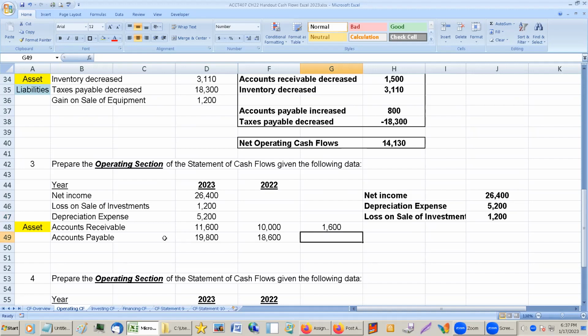Accounts payable. Payables are liabilities. And it also increased. Yep, good. Okay, so let's bring these over here.